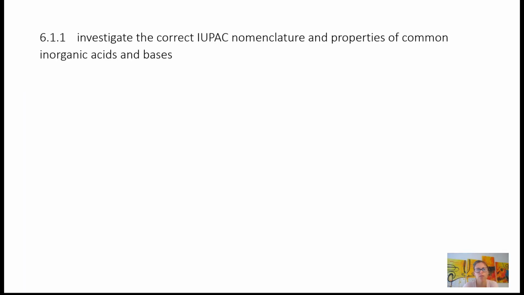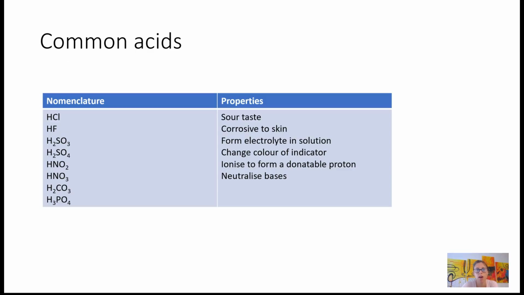So the first outcome that we're going to look at today is investigating the correct IUPAC nomenclature and properties of some common inorganic acids and bases. So we're going to look into those. And inorganic meaning those not containing the element carbon, because that makes them our organic acids. So let's move into, first of all, our common inorganic acids.